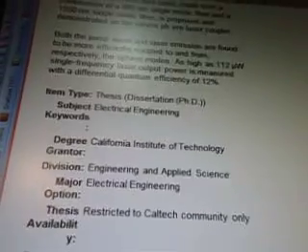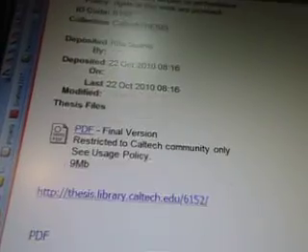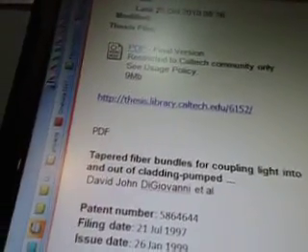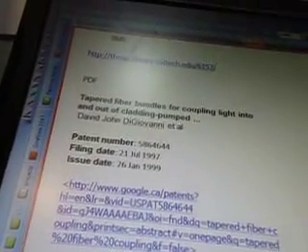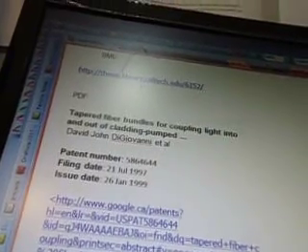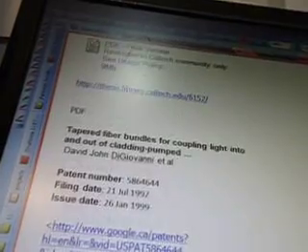So it's a PhD, electrical engineering, Caltech community. This is thesis.library.caltech.edu. So tapered fiber bundles for coupling light into and out of cladding pumps. David John Giovanni. This is an invention that came up, patent number 5864644, and it was filed in 1997 and issued in 1999.